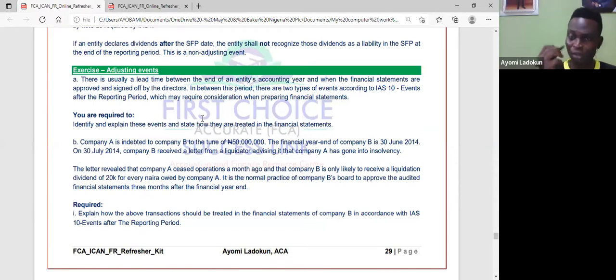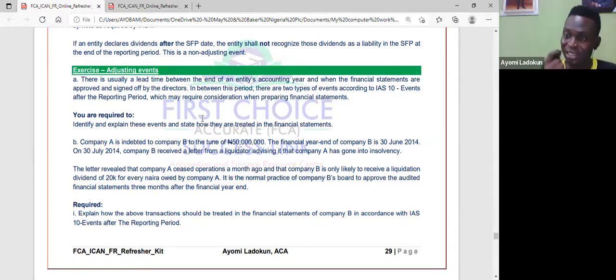Then B part of the question. Company A is indebted to Company B to the tune of 50 million. The financial year end of Company B is 30th June 2014. On 30th July 2014, Company B received a letter from a liquidator advising that Company A has gone bankrupt. Did you see that? So Company A is owing Company B 50 million, and the financial year end is 30th June. I normally say something in financial reporting. Date is very important because you need those variables to tackle whatever question the examiner has given you.